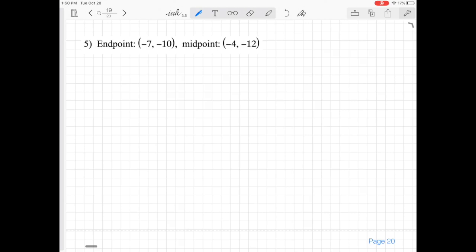All right, so just like the last problem, this is number 5 on 2.4a. And just like this, we are looking for the other endpoint. So we've got our x1 and y1, and we've got our midpoint, xm, ym, and now we need to find the other endpoint, so we need to find our x2, y2. So let's go to our midpoint formula.